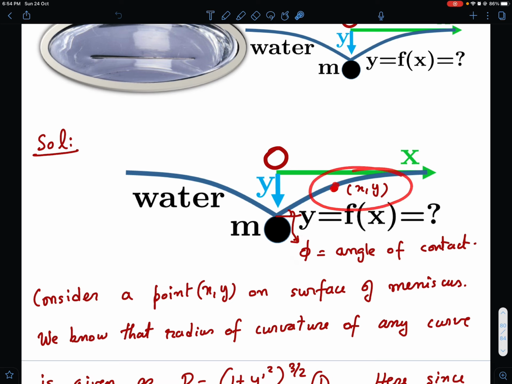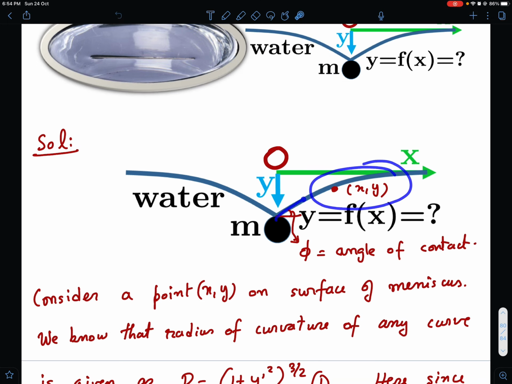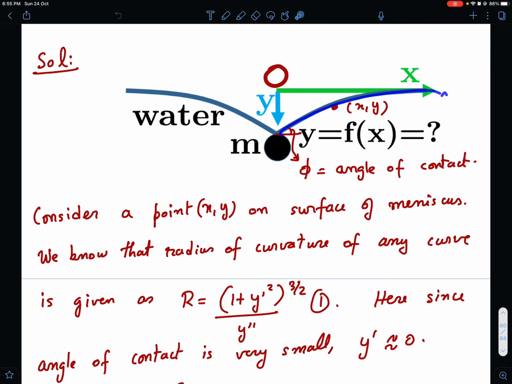Now let us say I consider some point x comma y on the surface. This is the meniscus cross section, and x comma y is some point over here. The y axis I have chosen downward and the x axis is horizontal, as given in the problem itself. Now, what is the radius of curvature of any curve? The radius of curvature is r equals (1 plus y dash squared) to the power 3 by 2 upon y double dash. This is a standard equation for any curve, and we can find the radius of curvature using it.